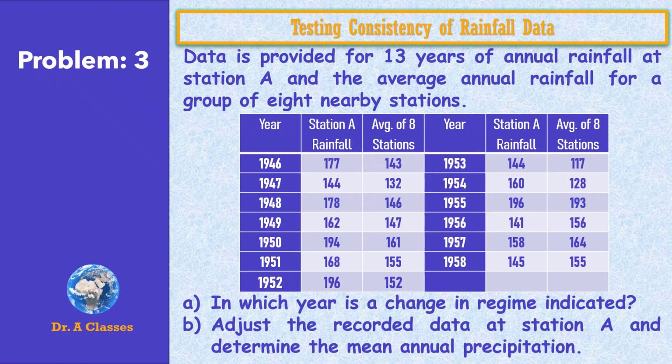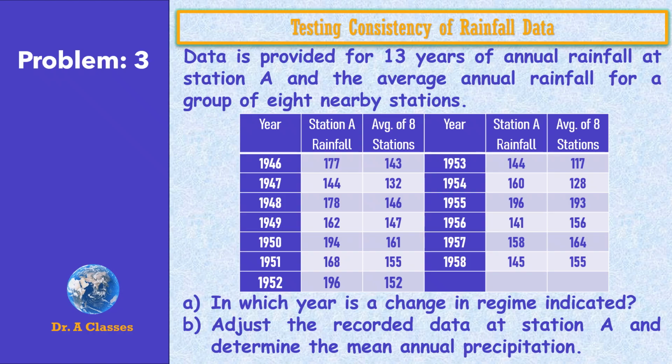Problem 3. Testing consistency of the rainfall data. In this problem, we are asked to test the consistency of the rainfall data for station A using the double mass curve method. The data covers 13 years and will check if there is any change in the rainfall pattern or regime.